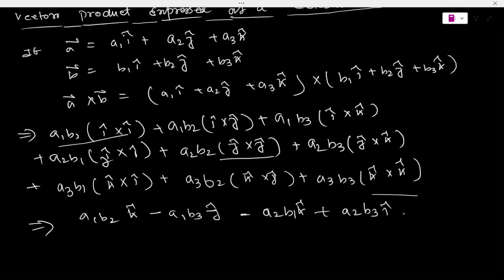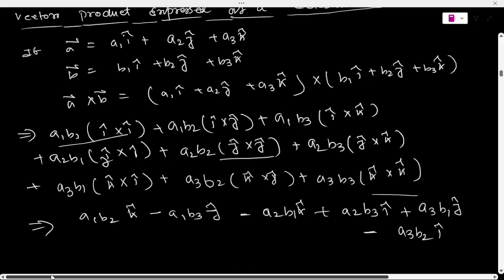And j cross k is equal to I cap, so plus a2 b3 I cap, minus a3 b2, k cross j is equal to minus I cap, and k cross I is equal to j. So a3 b1 j cap minus a3 b2 I cap. Clear it is.